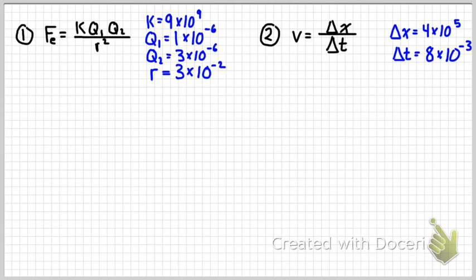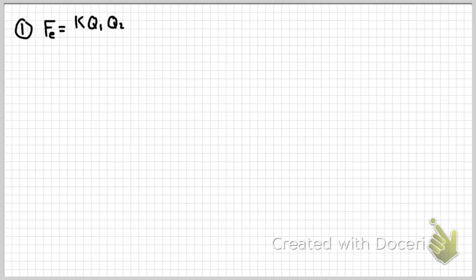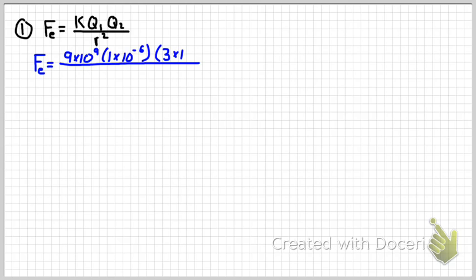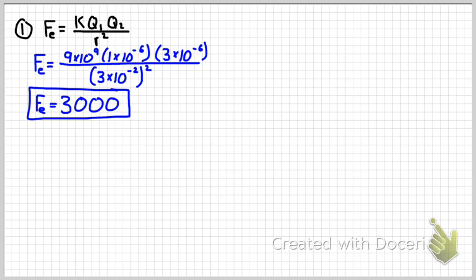Okay, let's check those 2 samples. The first one, showing the substitution. Again, even though that's a lot of writing, do not skip this step. And when you evaluate that, you should get 3,000. So if you got the numbers substituted correctly, go back, redo the arithmetic, make sure you're using your calculator correctly, make sure you put in the negative exponents as being actually negative exponents.